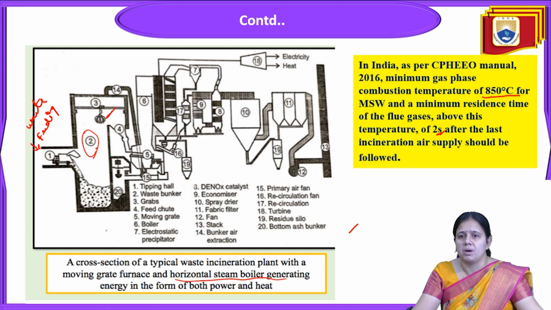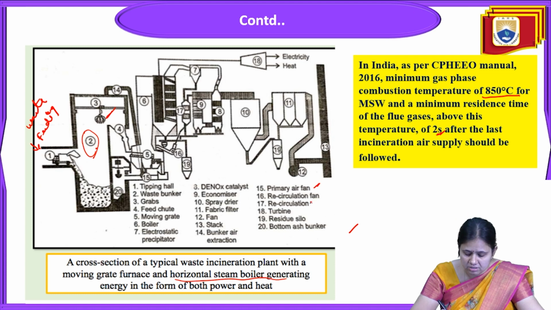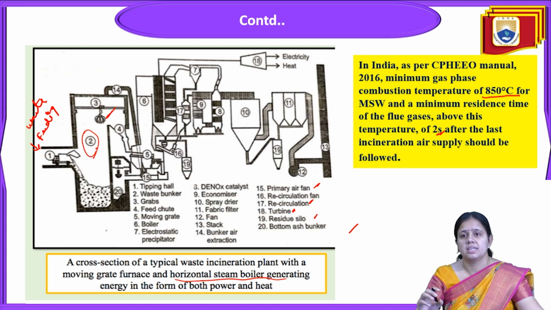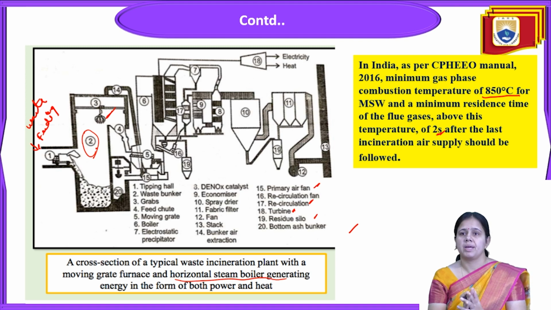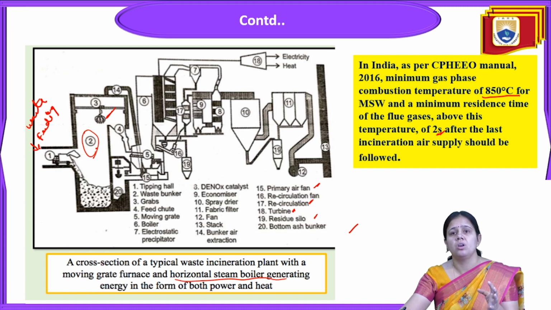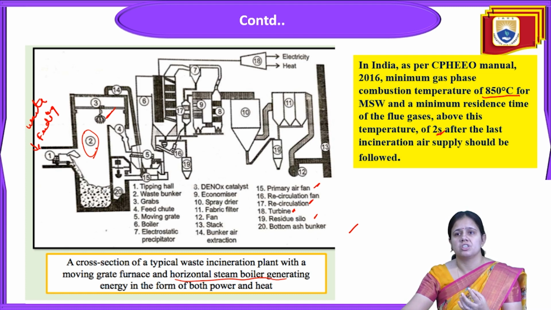Number 14 is the bunker air extraction. Number 15 is the primary air fan. Then 16 is the recirculation fan and 17 is recirculation. Number 18 is the turbine and 19 is the residue silo, bottom ash, and 20 is the bottom ash bunker. So they collect the bottom ash from this incinerator, produced by burning the waste fed in, at the bottom of the tank.